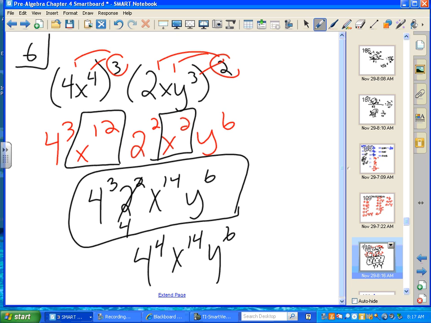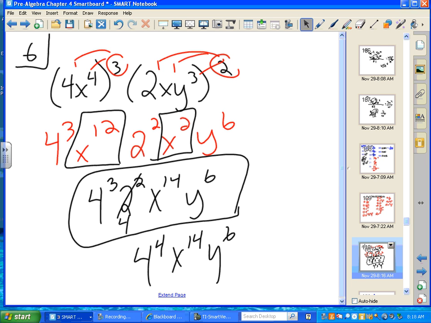Only if you change 2 squared to 4. If you leave it like this guy up here, the bases are different, so if they're different, you cannot combine them. However, if you change 2 squared to 4, then 4 to the third times 4 is 4 to the 4th. You don't have to do that. This answer's fine. I was just answering Charles' question.